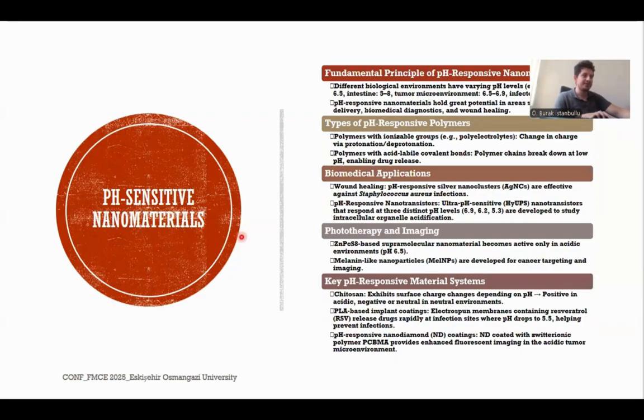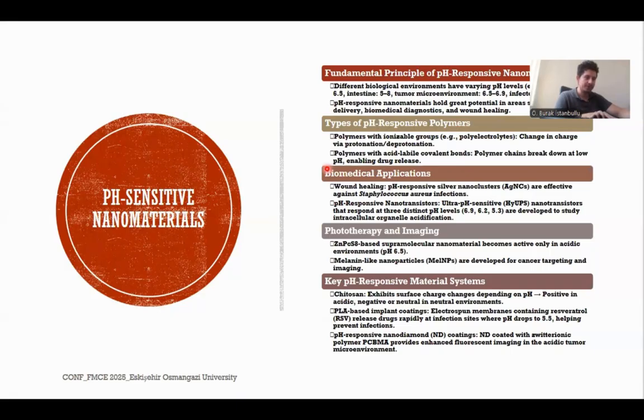pH-responsive nanomaterials are designed to react to the change in pH across different biological environments. For example, while the stomach has a pH of 4 to 6.5, the intestine ranges from 5 to 8, while tumor tissues and infected areas typically show slightly acidic pH levels between 5.5 and 6.9. These nanomaterials are widely used in drug delivery, diagnostics, and wound healing applications.